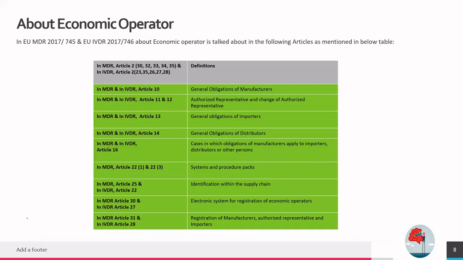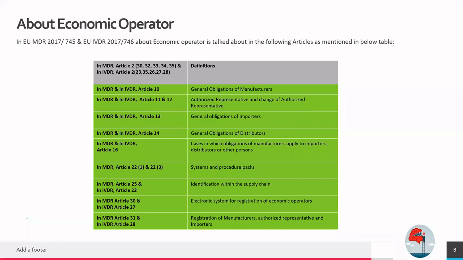So before getting into the economic operator concept, I want you to go through and see this table first. This table tells about everything of MDR and IVDR, where all the economic operator information is present. And as we go forward in the session, I may be using article numbers instead of the name, the title of the article. This should be known to everyone.